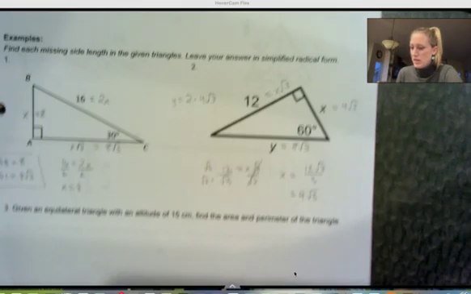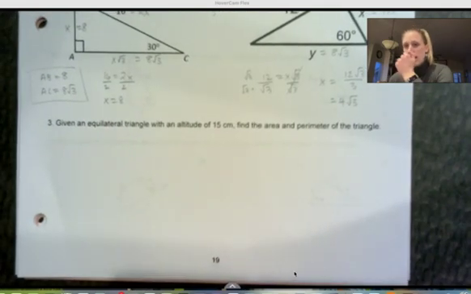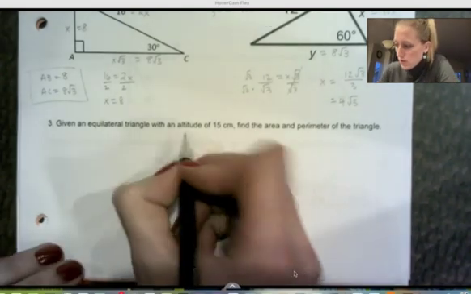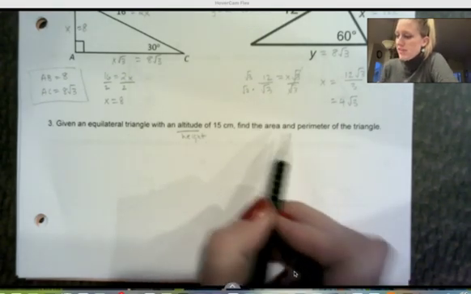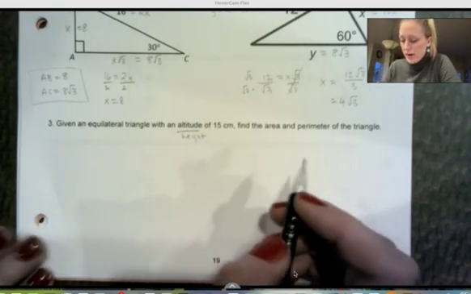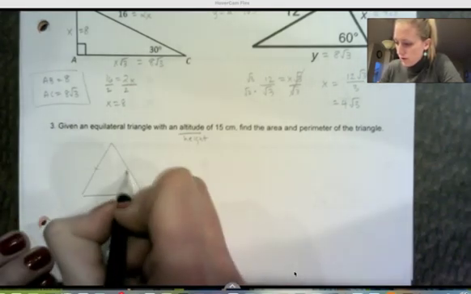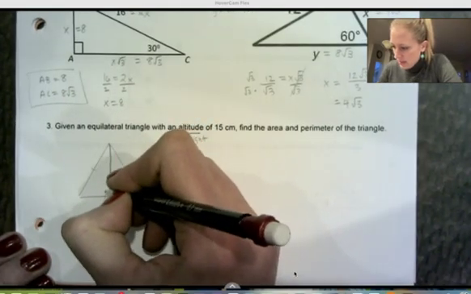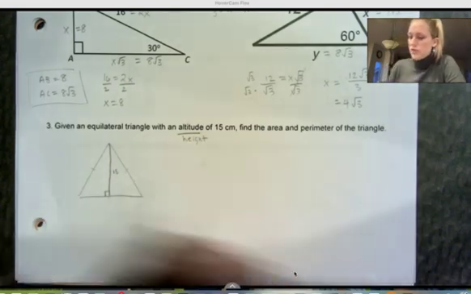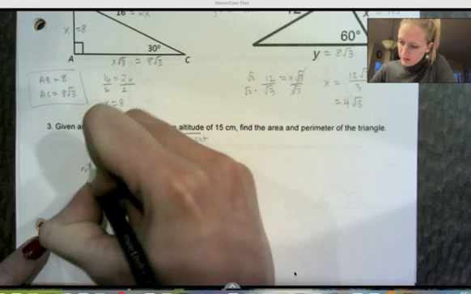Okay, awesome. This problem says given an equilateral triangle, so this is just like the discovery one, with an altitude, another word for this is height, of 15 centimeters, find the area and the perimeter of the triangle. We have an equilateral triangle, so all three sides are equal. The height is 15. So this is the long leg, right? So this is x and this is 2x.